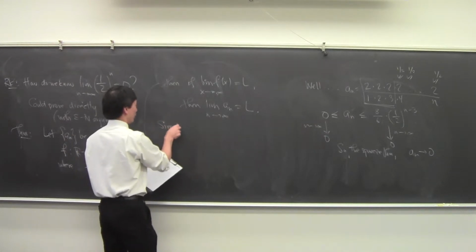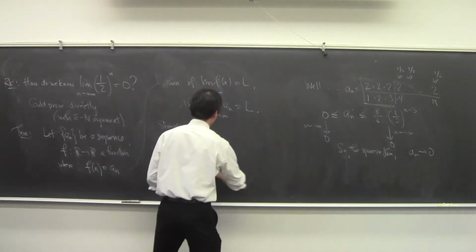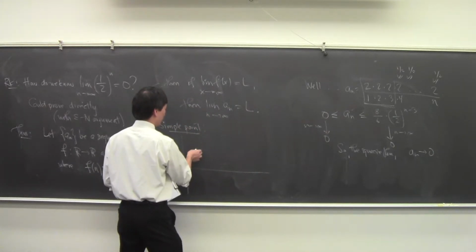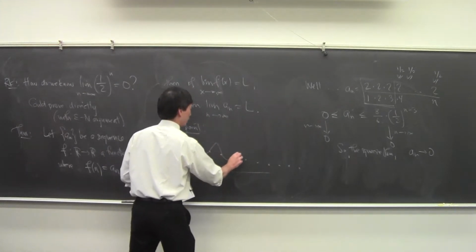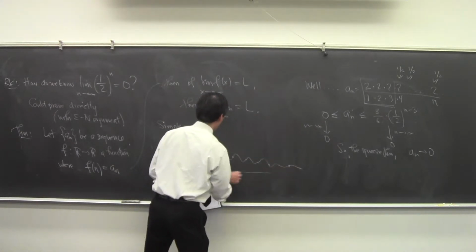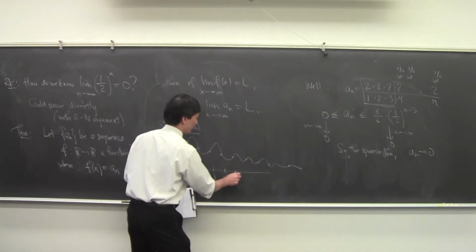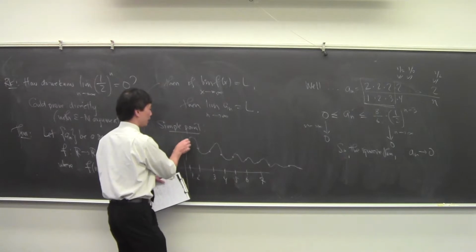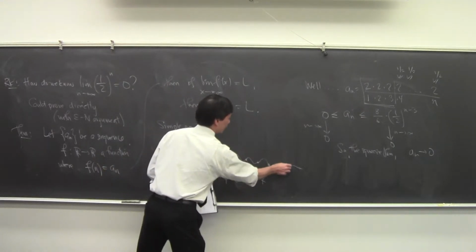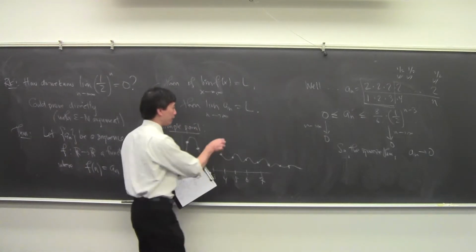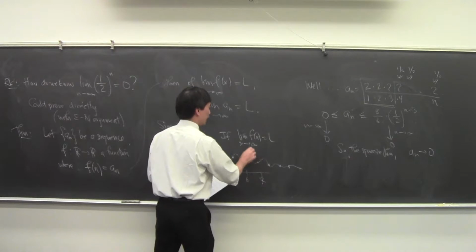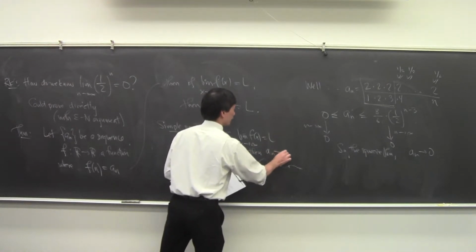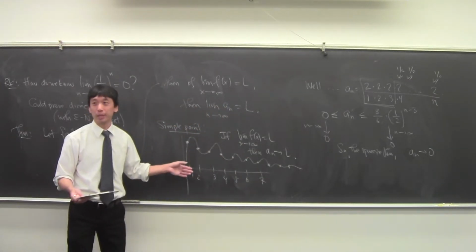So here's the simple point of this theorem. What this theorem says is that if you have a sequence and you have a function, and this function happens to agree with the sequence whenever we're at a natural number, then if the function converges as x goes to infinity, then the sequence converges as n goes to infinity. That's all that's saying.